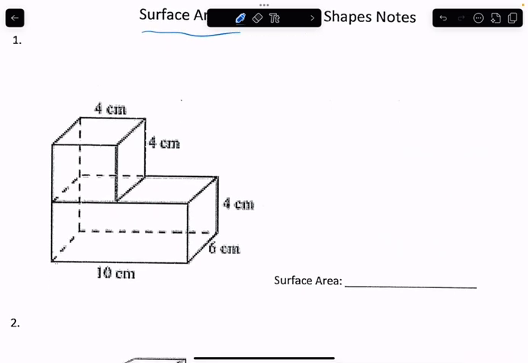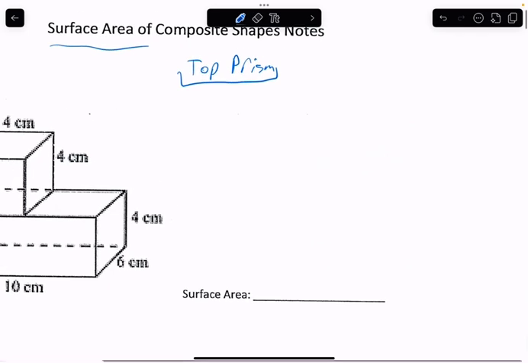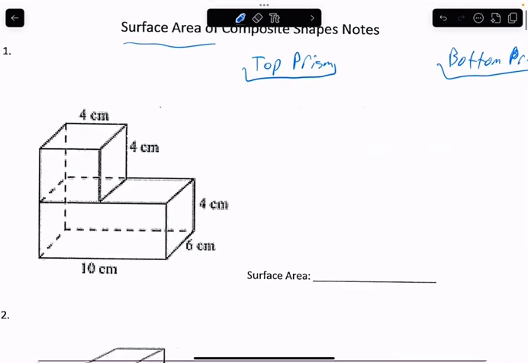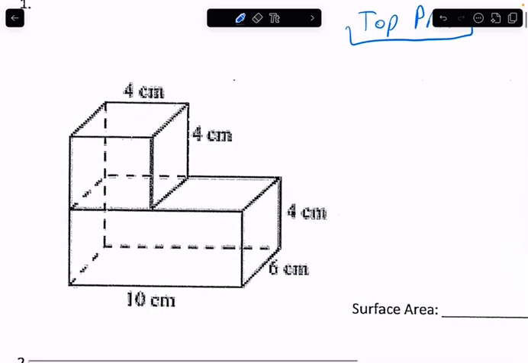And so when we talk about this first one, all right, we've got our top prism. We're going to be finding the surface area of that. And then we also have the bottom prism. And so when we have each of these, let's talk about the faces of this top prism that we're going to find the surface area of. Remember, with surface area, we're trying to essentially find the area of each face that we can cover. So it's like we're painting all of the outside.